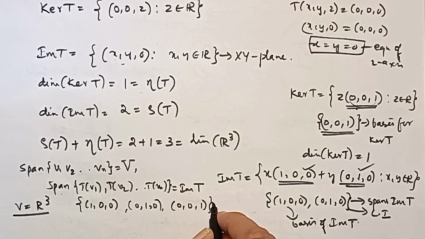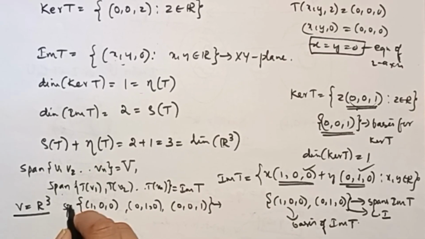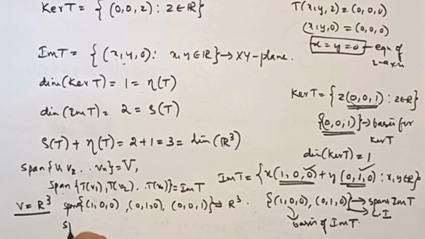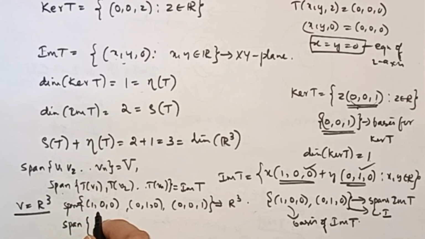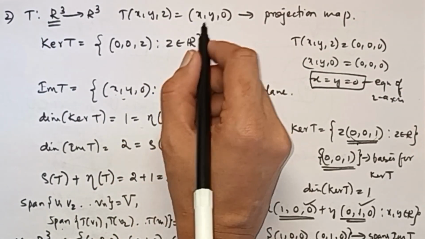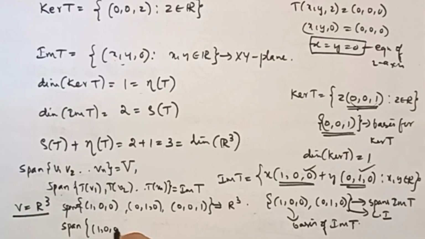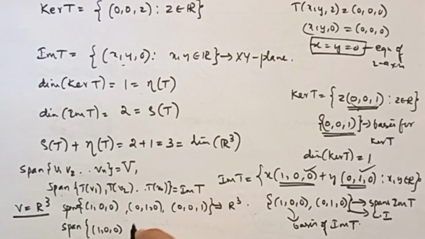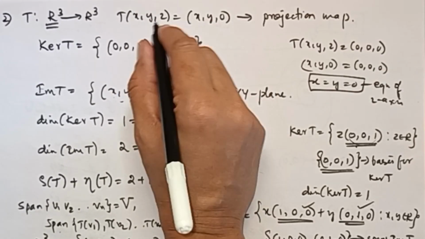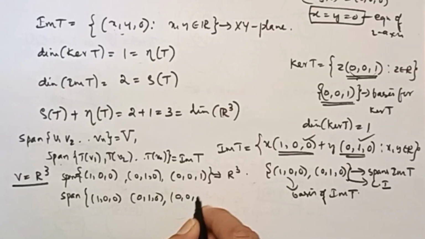These vectors span R cube. Now, what is the span of images of these vectors under this transformation? What is T of (1, 0, 0), which is (1, 0, 0)? What is T of (0, 1, 0)? That is (0, 1, 0). What is T of (0, 0, 1)? T of (0, 0, 1) is (0, 0, 0).